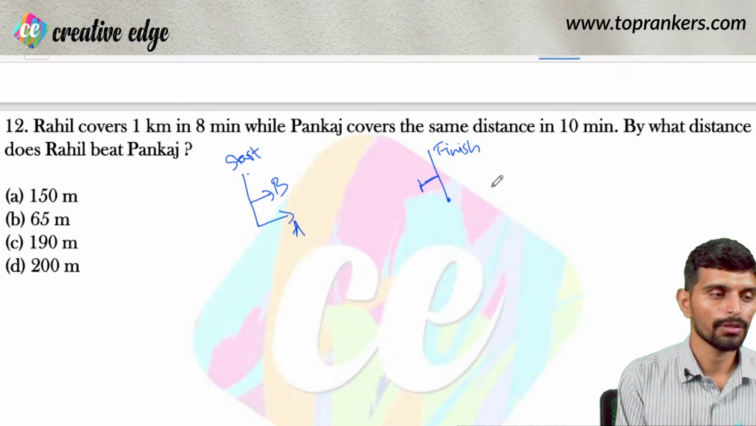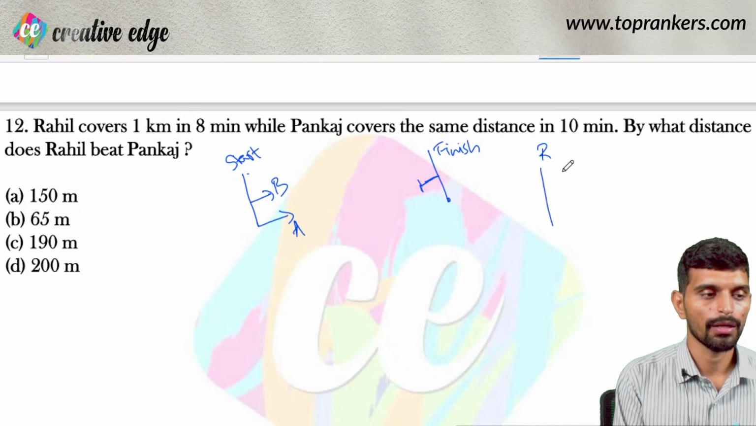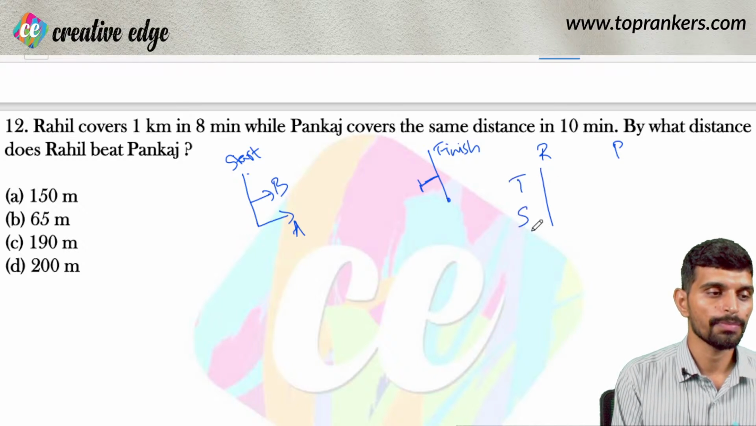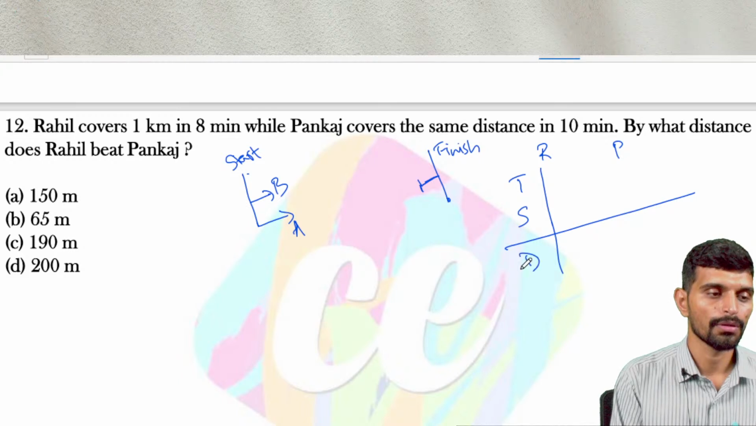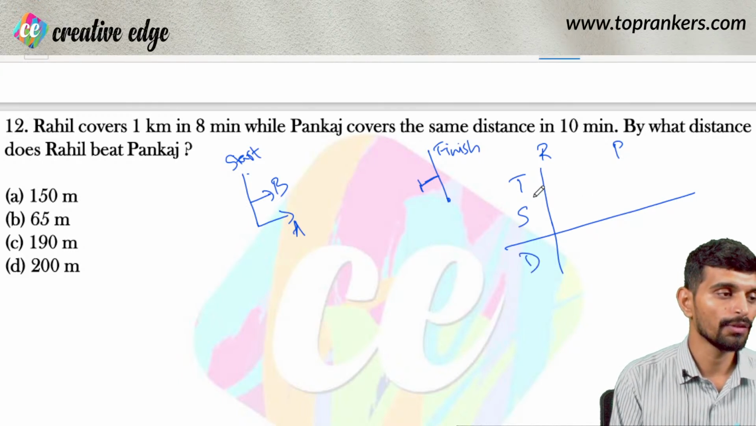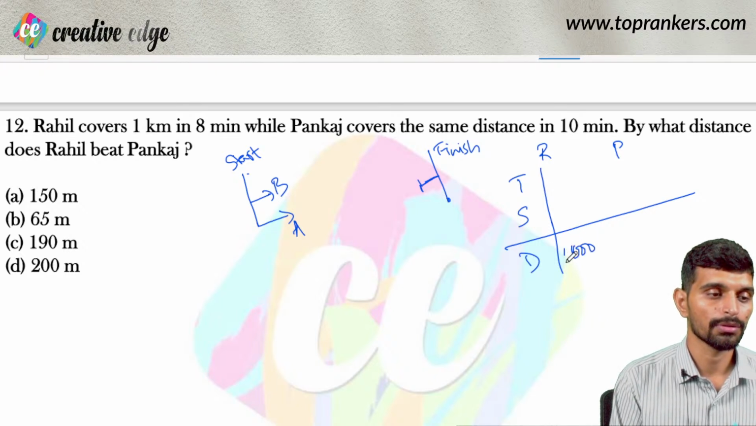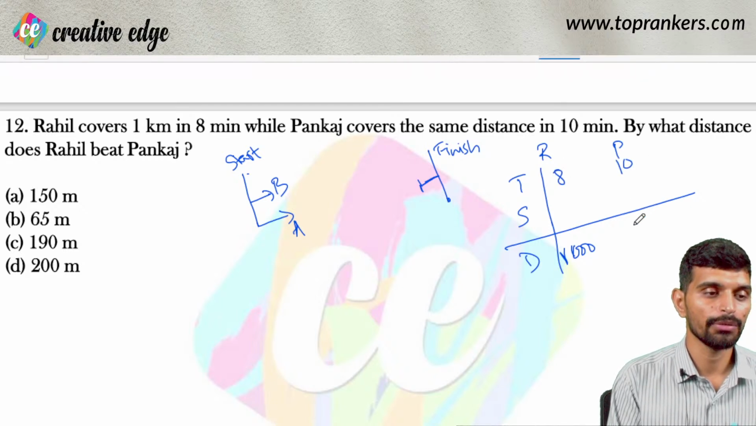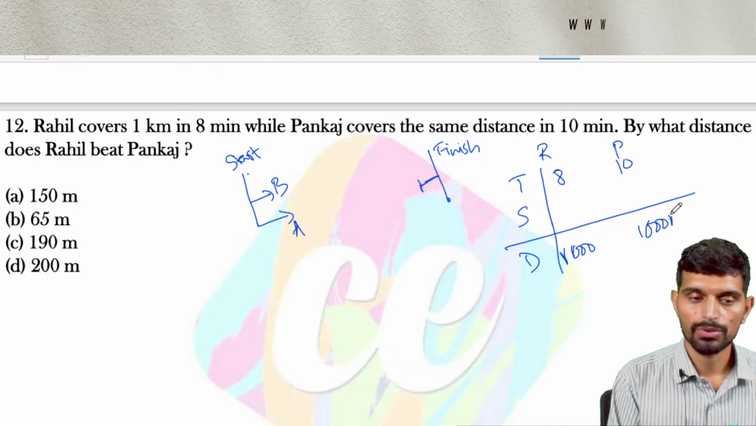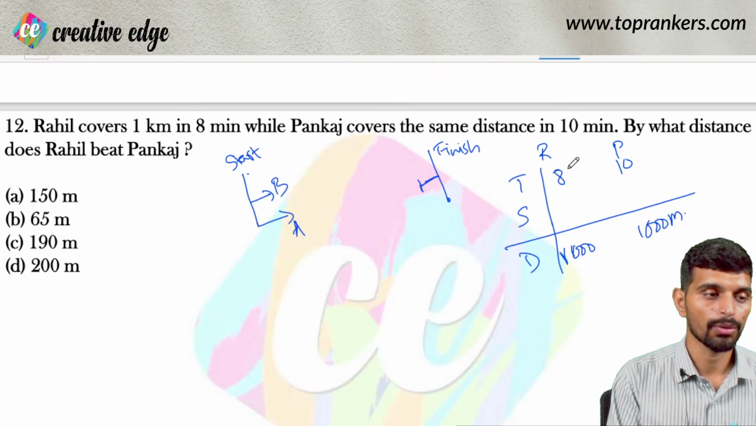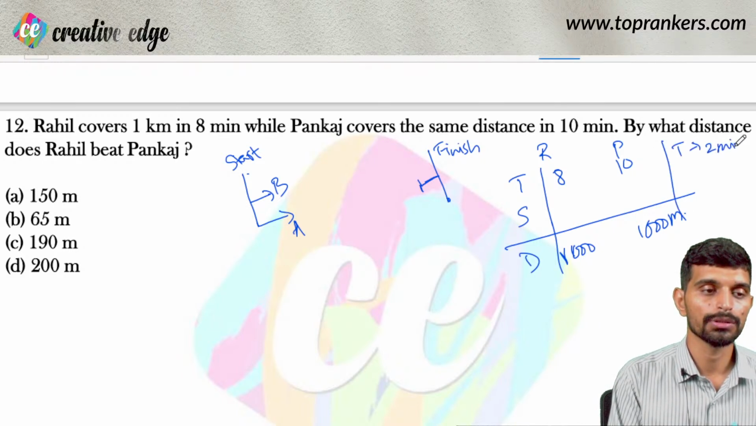So here in this question we have Rahil and we have Pankaj, right? So time, speed and distance. So Rahil covers 1 kilometer, 1000 meters in 8 minutes, and Pankaj covers the same distance in 10 minutes. So definitely it is Rahil who wins the race. If it is in time parameter, so 2 minutes, Rahil beats Pankaj by 2 minutes.